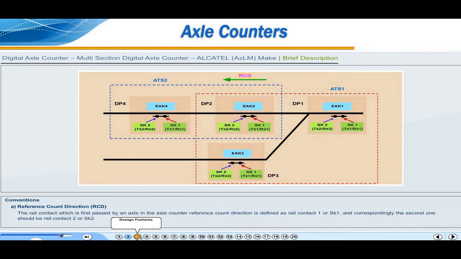The rail contact which is first passed by an axle in the axle counter reference count direction is defined as rail contact 1 or SK1, and correspondingly the second one should be rail contact 2 or SK2.